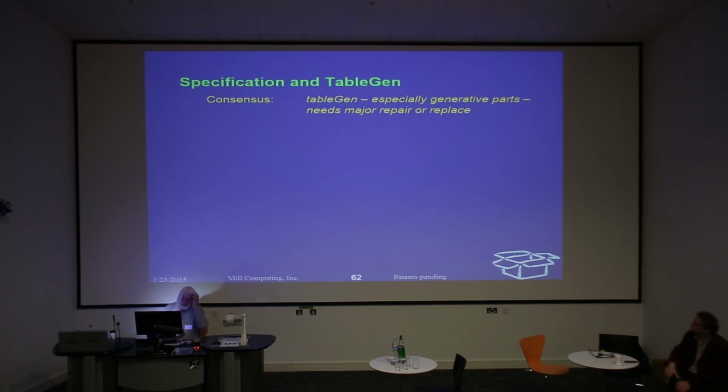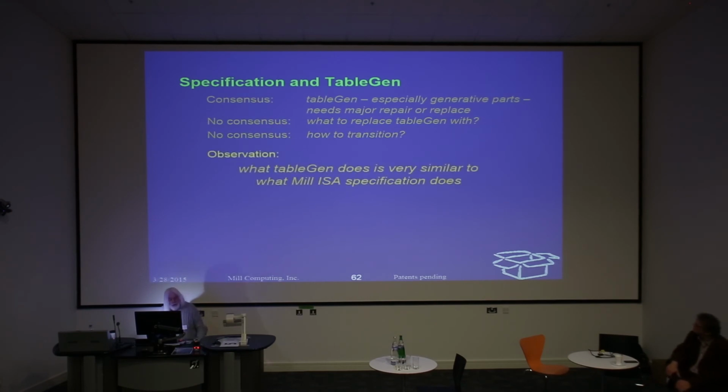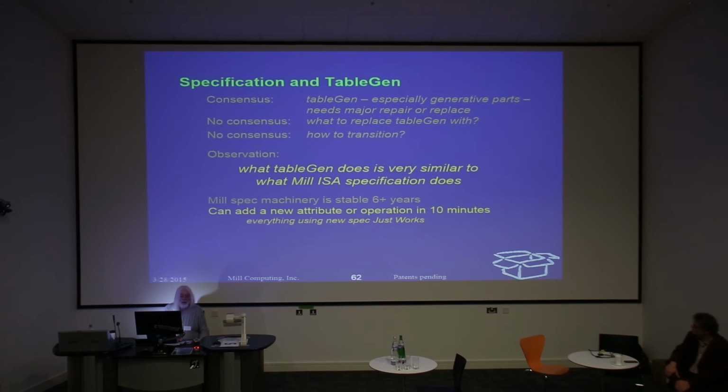Now, one last thing. It turns out from our discussions with the community that everybody knows that something needs to be done about TableGen, but nobody knows what to do about it. Our observation is that TableGen is in fact very similar to what our ISA specification does, in a rather different way, but very similar. Our specification machinery has been stable for over 6 years. We can add a new operation or attribute in 10 minutes, and everything using the new spec just works.